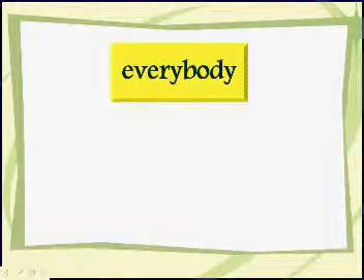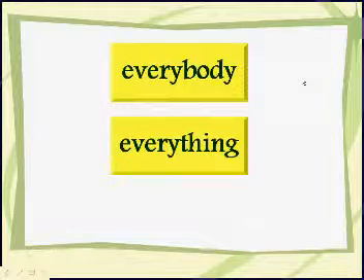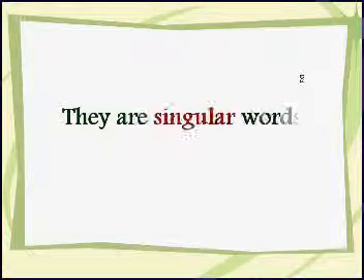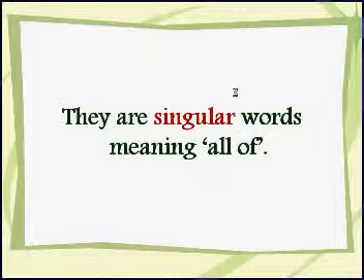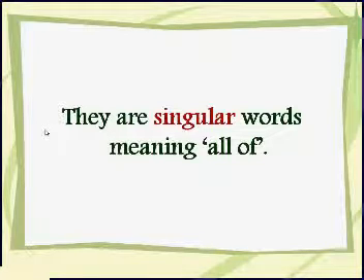So we move to something else. The words everybody, everything, everywhere. These are singular words, but what do they mean? If I say everybody, it means all of the persons, for example. If I say everywhere, it means all of the places. So we have the meaning of all here.